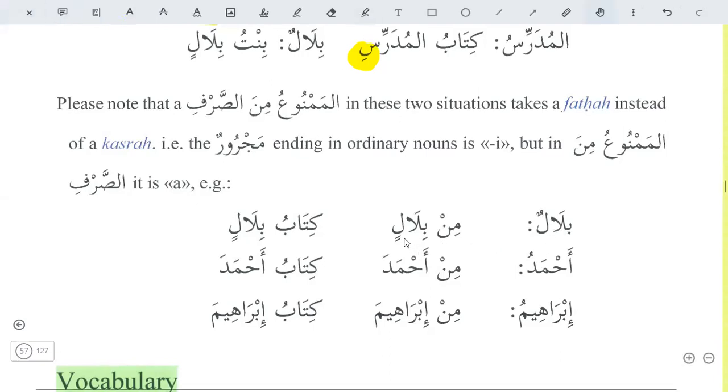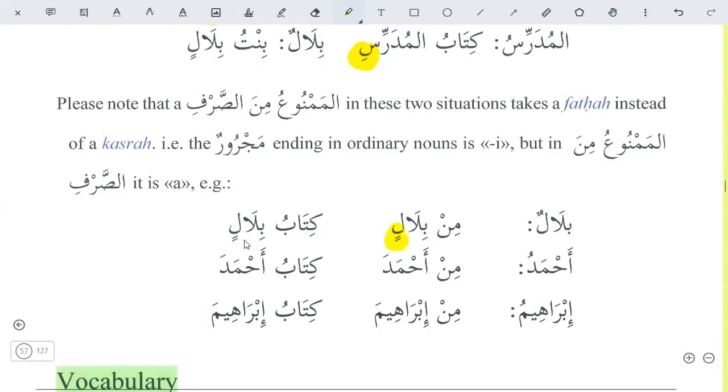Bilalun, min Bilalin. This is an ordinary noun. This is not mamnu min as-sarf. So min Bilalin takes kasra. Kitabu Bilalin, Bilal's book, takes kasra. But mamnu min as-sarf, Ahmadu, min Ahmada, it takes fatha, not kasra. Kitabu Ahmada, Ahmad's book, takes fatha, not kasra. So mamnu min as-sarf, when they are majrur because of the preposition, they will take fatha. And when they are mudaf ilai, they will take fatha, not the kasra, like the above example.